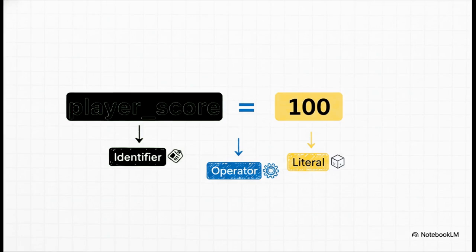Player score is an identifier. That's a name we chose. The equal sign is an operator. It's performing the action of assignment. And 100 is an integer literal, the raw data we're working with. And this is why it matters. When you get a syntax error, it's often the computer telling you it couldn't understand your tokens. It couldn't turn your code into a valid sentence.